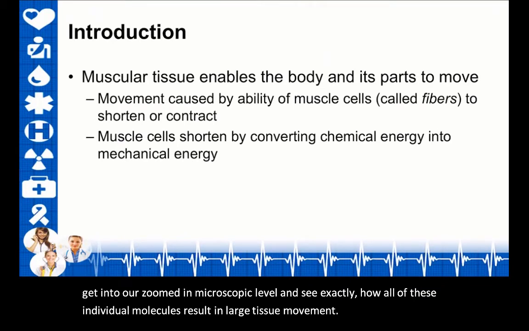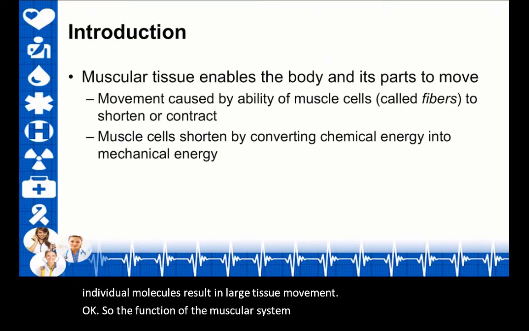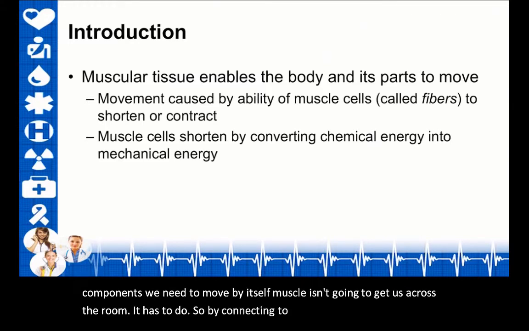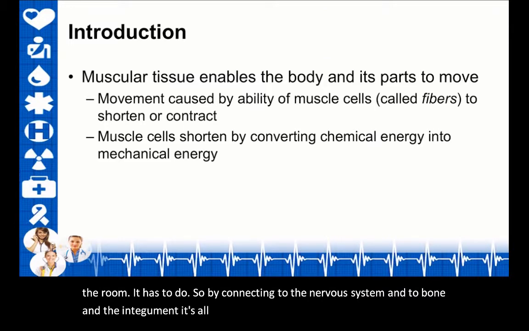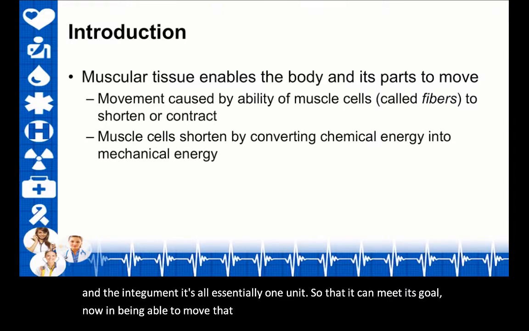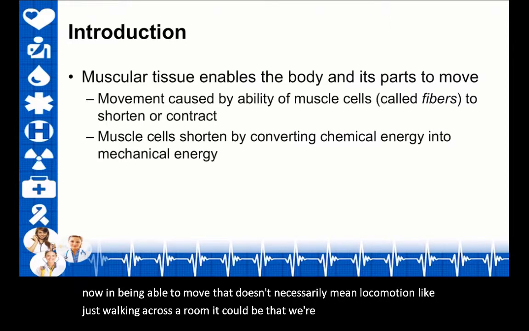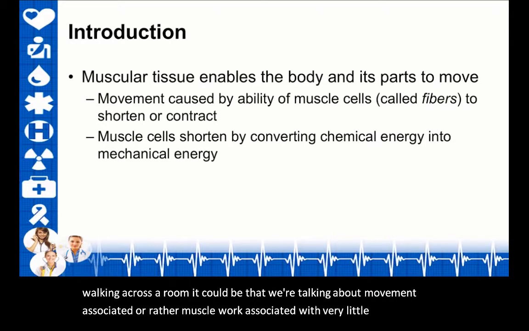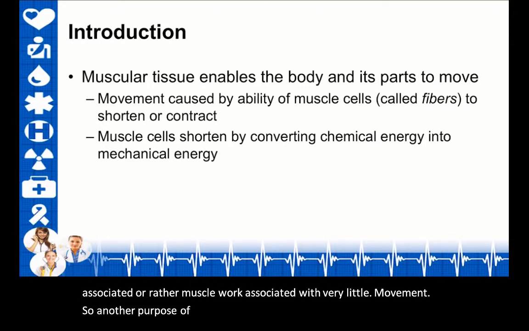Okay, so the function of the muscular system is primarily to give us the components we need to move. By itself, muscle isn't going to get us across a room. It has to do so by connecting to the nervous system and to bone and the integument. It's all essentially one unit so that it can meet its goal. Now, in being able to move, that doesn't necessarily mean locomotion, like just walking across a room. It could be that we're talking about muscle work associated with very little movement. So another purpose of the muscular system is to generate heat for us.